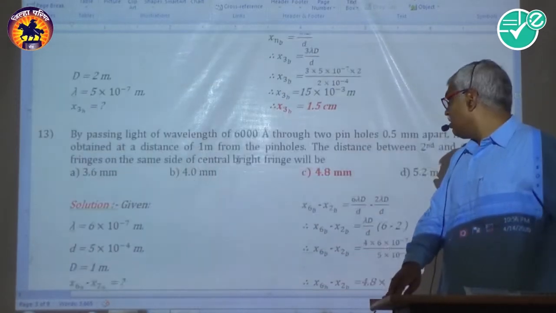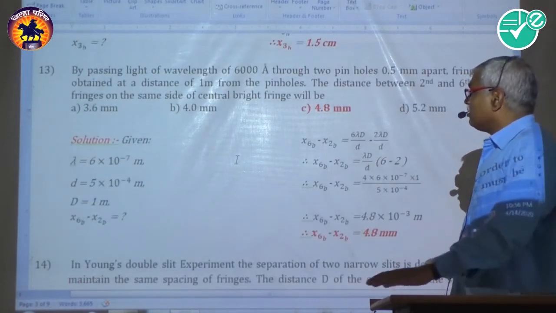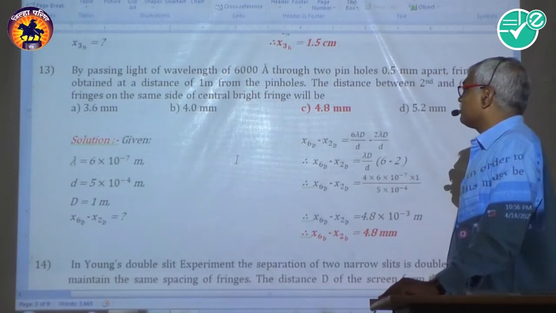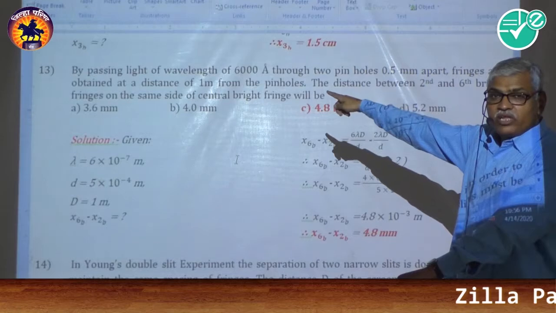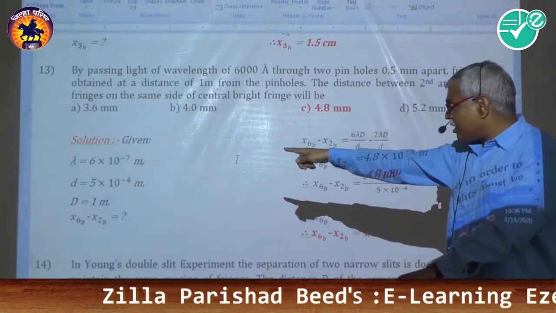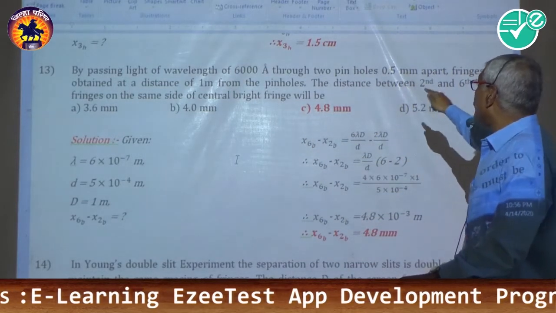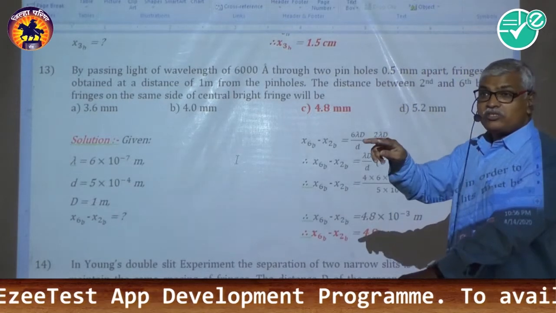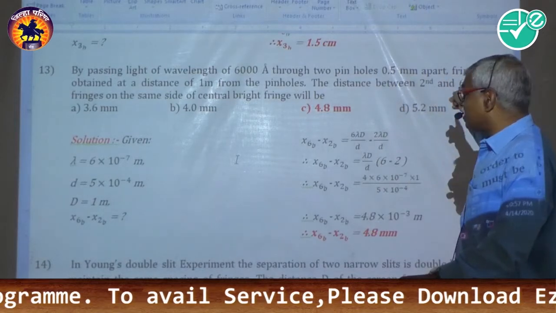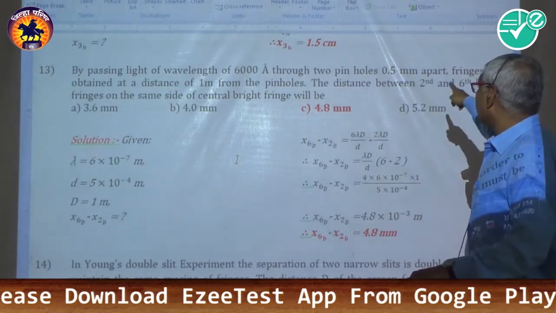Next question, question number 30. By passing light of wavelength 6000 angstrom unit, that is lambda is equal to 6000 angstrom unit. First we convert data into SI system, that is lambda is equal to 6 into 10 to the power minus 7 meters. Through 2 pinholes 0.5 millimeter apart, that is the distance between 2 sources of light, small d is equal to 0.5 millimeter, that is 0.5 into 10 to the power minus 3 meter, that is 5 into 10 to the power minus 4 meter.